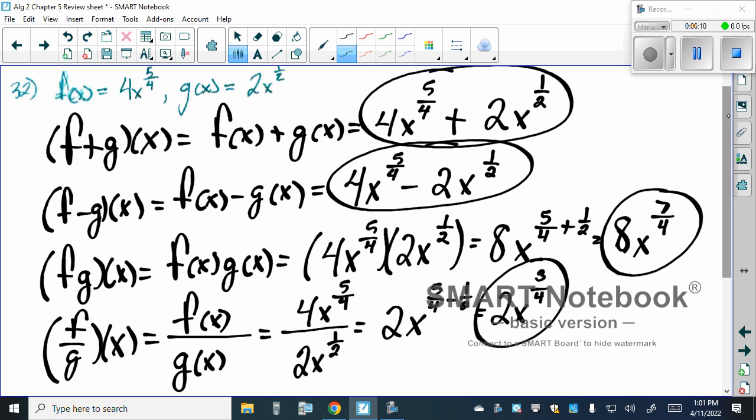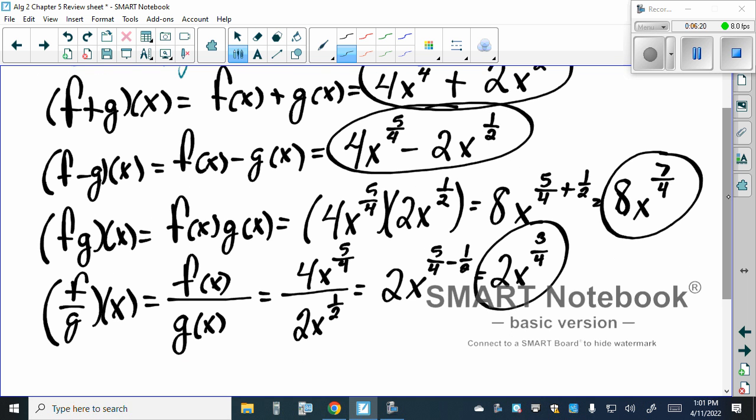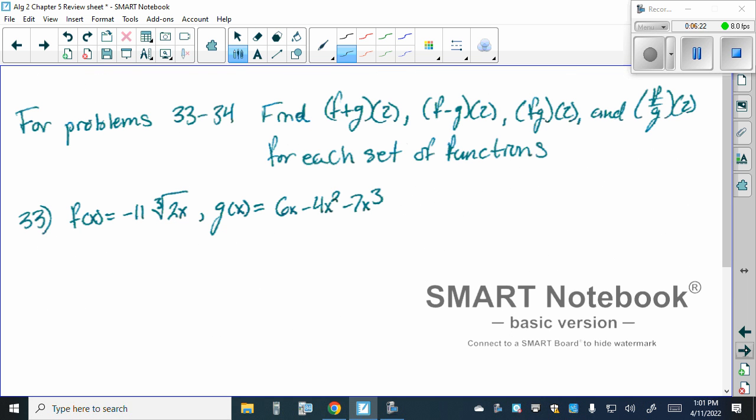Any other questions on this one here before we move on to the next one? Questions? Now, we're not going to worry about 33 and 34. 33 and 34 will not show up on the test, because, again, these aren't any more difficult than what we just did. They're just time-consuming.